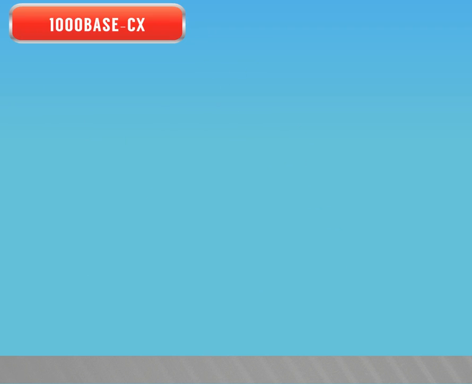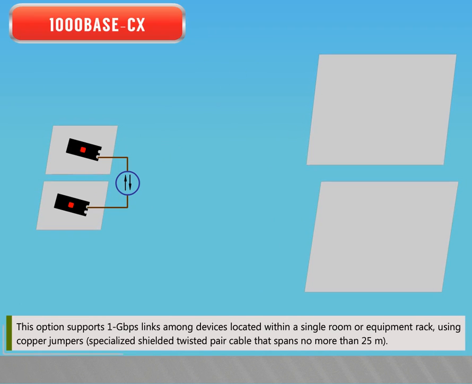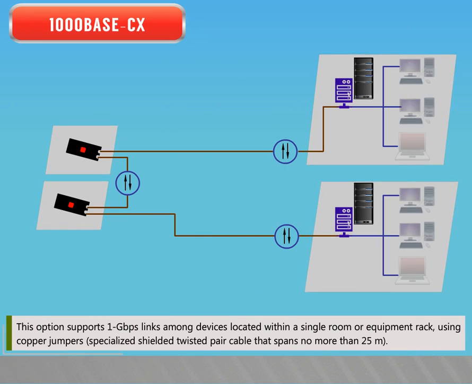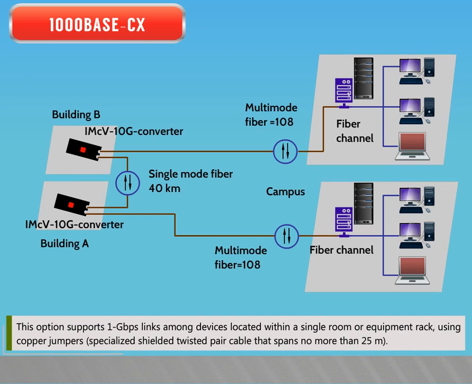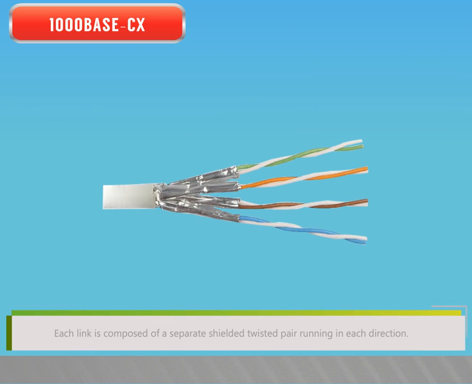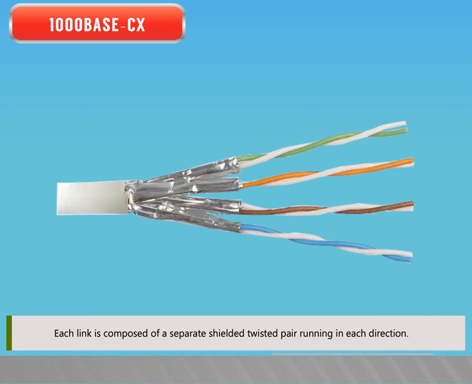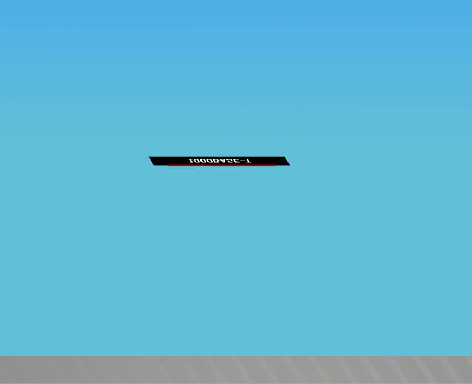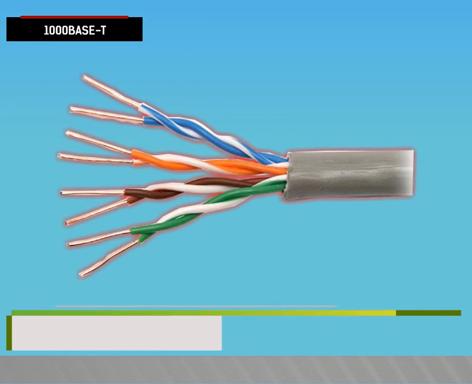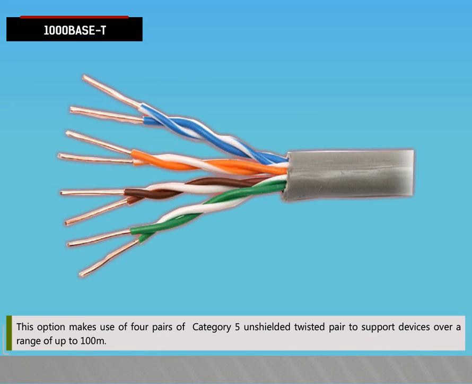1000BASE-CX. This option supports 1 Gbps links among devices located within a single room or equipment rack using copper jumpers, specialized shielded twisted pair cable that spans no more than 25 meters. Each link is composed of a separate shielded twisted pair running in each direction. 1000BASE-T. This option makes use of 4 pairs of category 5 unshielded twisted pair to support devices over a range of up to 100 meters.